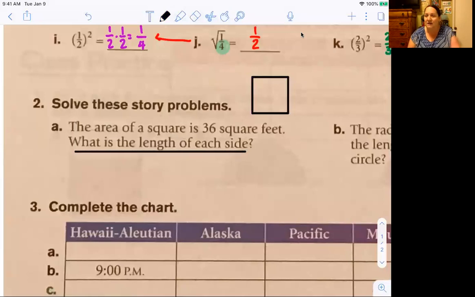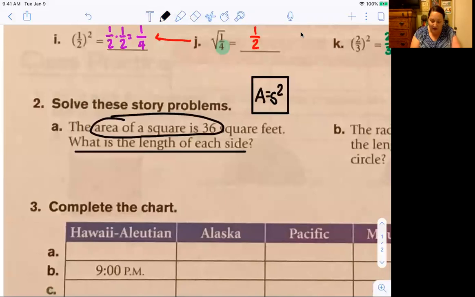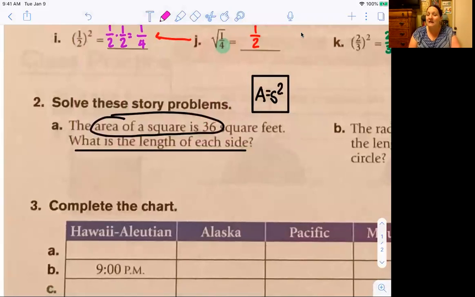So we don't know the length of the sides, and that's a little different for us, but we can solve it. We know that the area is 36 square feet. So I have a question. What is the formula for the area of a square? Do you remember? A equals S squared. Are we solving for area, or are we going to solve for the side? We're solving for the length of the side because we already know area. So we're going to plug in what we already know. If we have A equals S squared, we know the area equals 36. So 36 equals S squared.